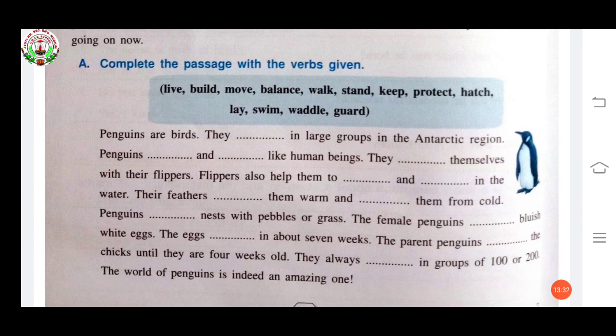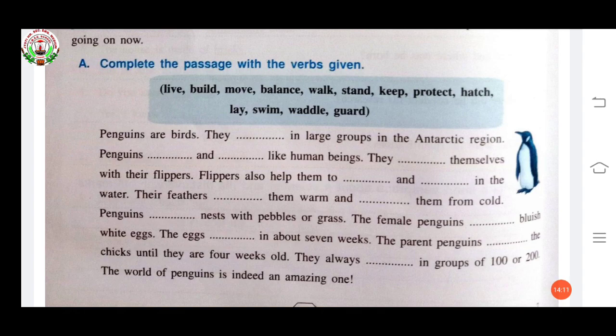Complete the passage with the verbs given. Here verbs are given. As I told you, in present simple tense, verb first form plus s or es, but with plural you won't use s or es. Okay, so here penguins is given. Penguins means plural. So penguins are birds. They live in large groups in the Antarctic region.